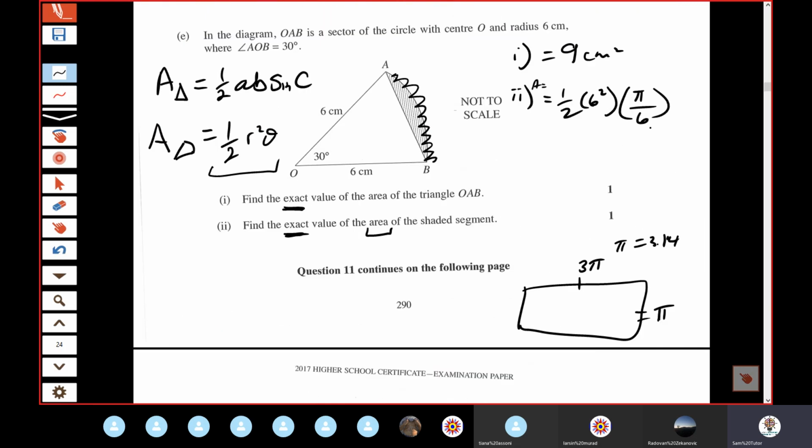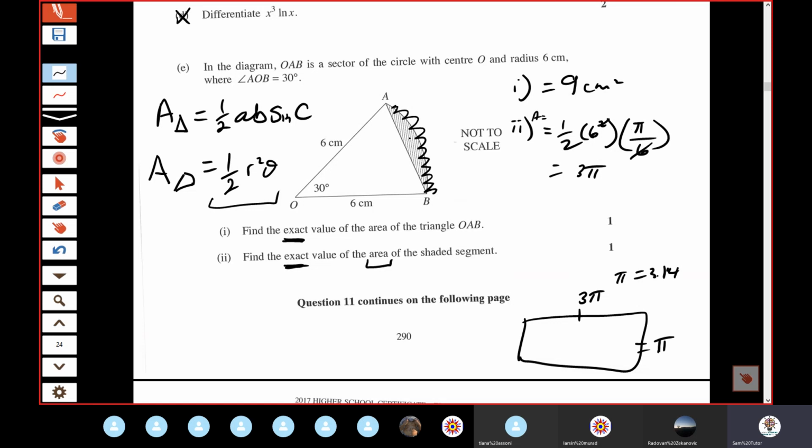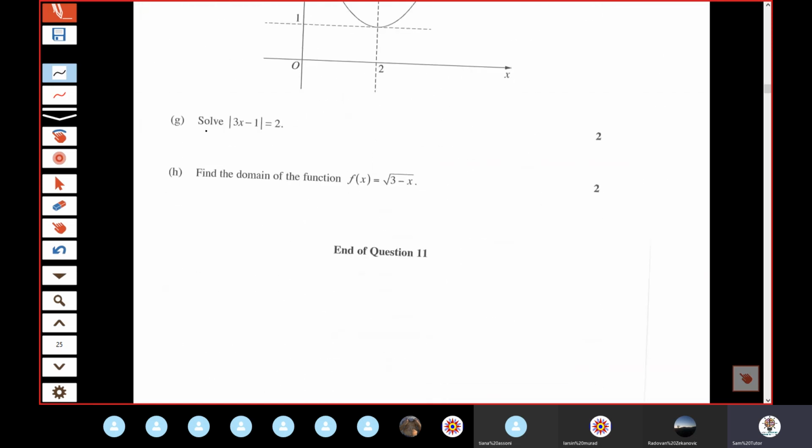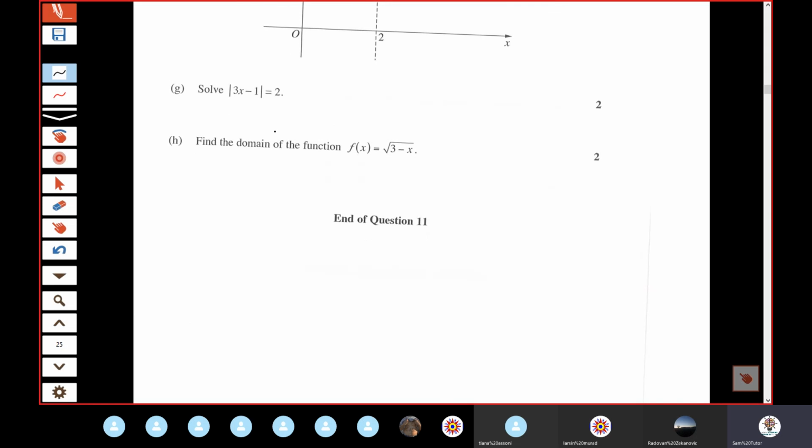All right. Easy. The answer to this, 6 and 6 cancels out. 6 on 2, I think the answer is 3 pi in exact form. So that's what should have happened to you. All right. Any questions? All good. Next one, solve and find the domain. G and H.